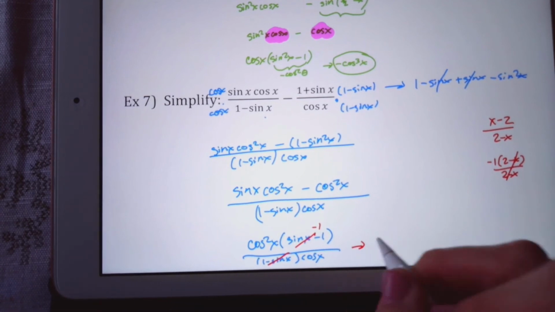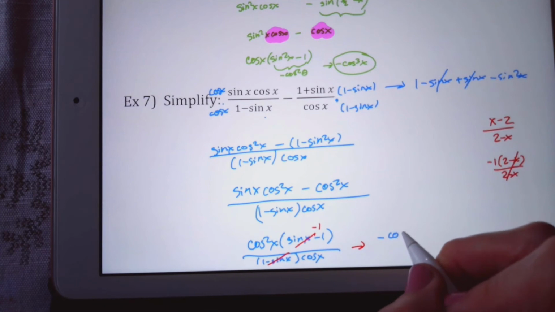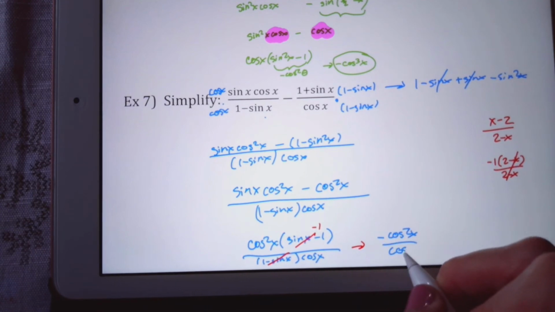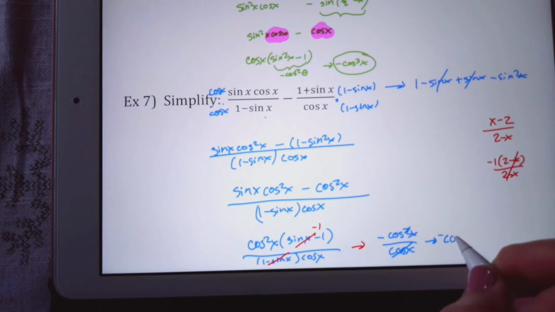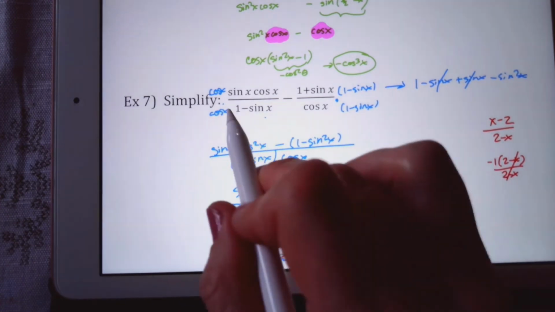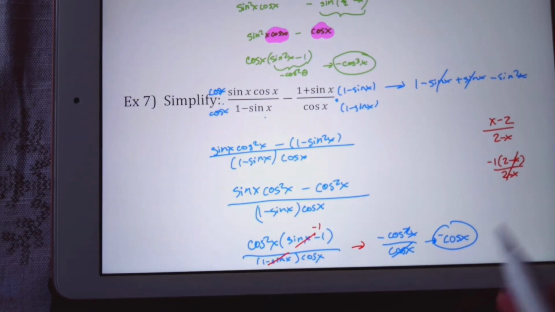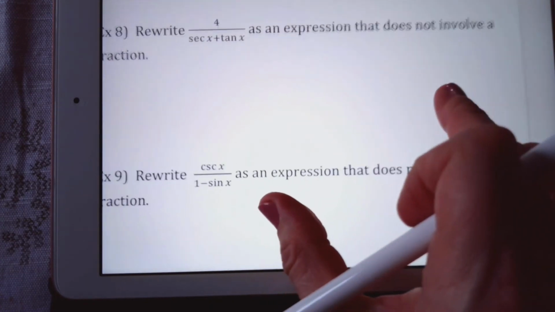All right, so look what we got. We got negative cosine squared over cosine. So one of these cosines cancel, so my final answer is just negative cosine. And so all of this mess is just this. All right, so these are our last two.